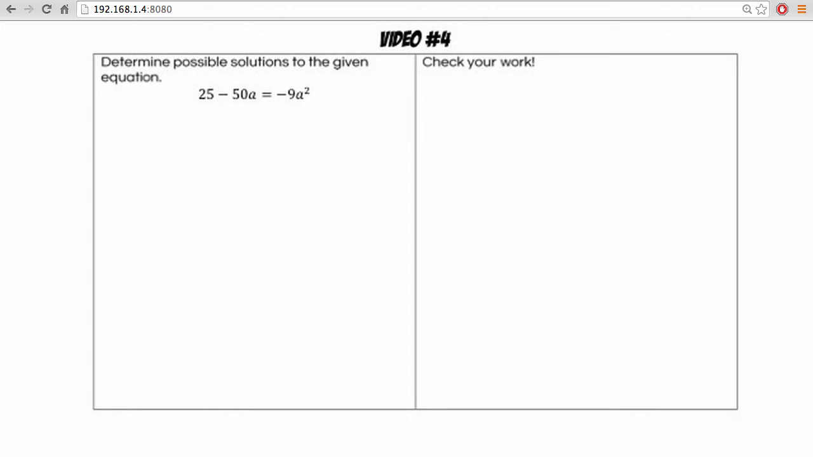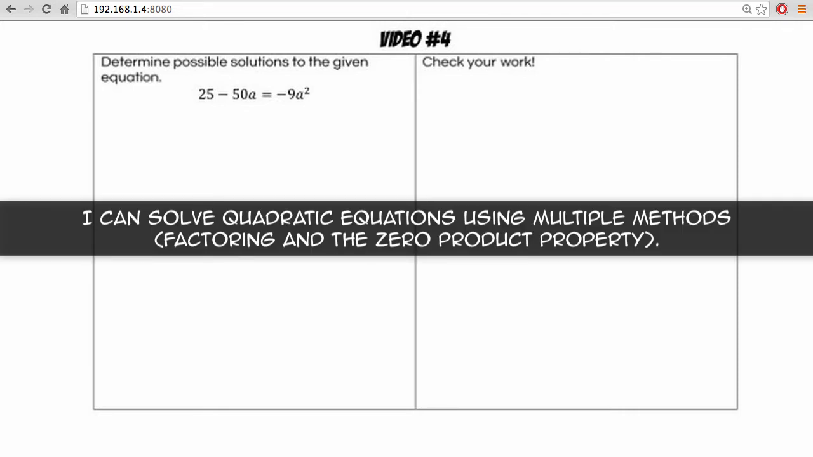By the end of this video, you should be able to solve quadratic equations using multiple methods. And in this case, we're going to solve this quadratic equation by factoring and using the zero product property.